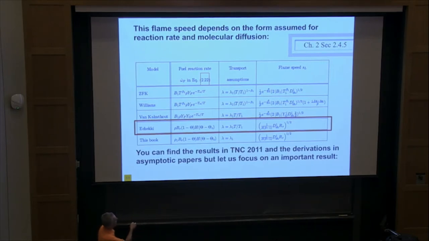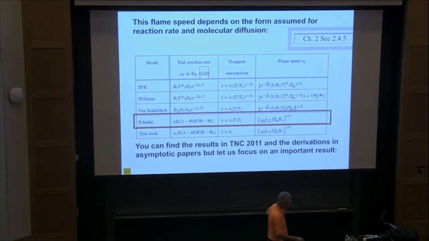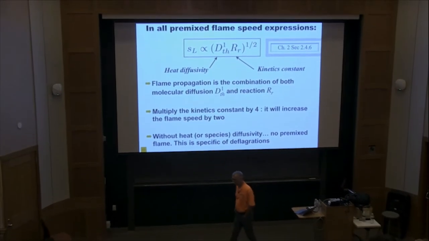Moshe has shown you one, and depending on what you do, you don't obtain the same flame speed, but they all look the same. In all expressions here on the right-hand side, you will find a diffusivity multiplied by a chemical constant to the power 1/2. Okay, all of them give you the same result. And that's something that you need to remember.